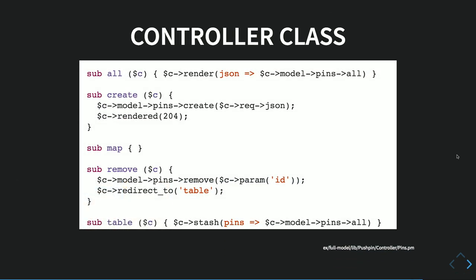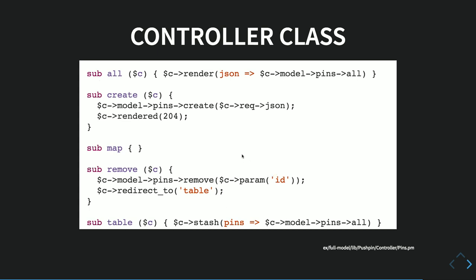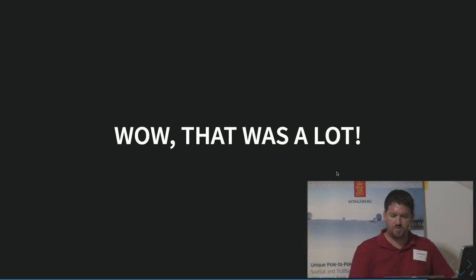So the controller class now looks like this. It was basically these methods before, but this one used to be empty, and now it actually stashes something. Well, I've gone fast too, haven't I? So that was a lot, yeah. But you have this talk to come back to. You have the growing guide to come back to.